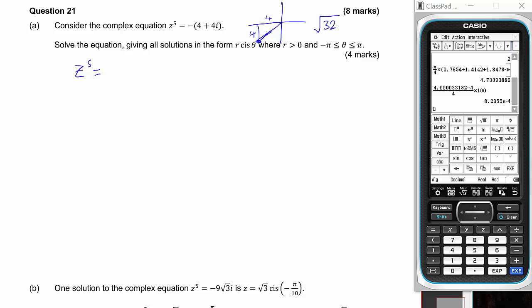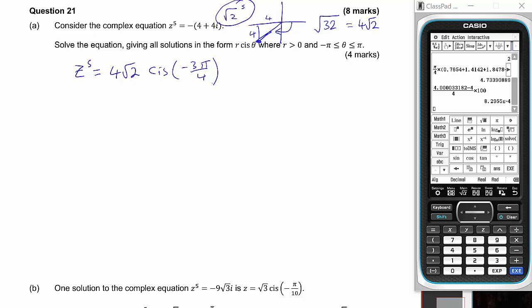So root 32, which is 4 root 2, isn't it? So it's going to be 4 root 2, which interestingly is root 2 to the power 5. And cis -3 pi by 4.